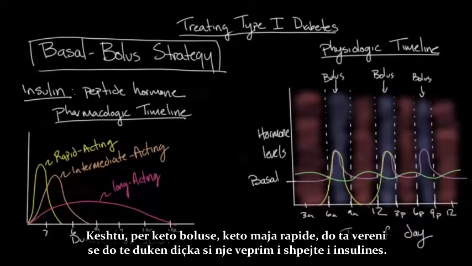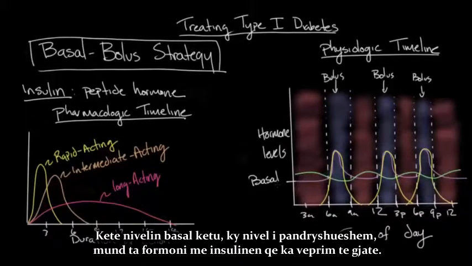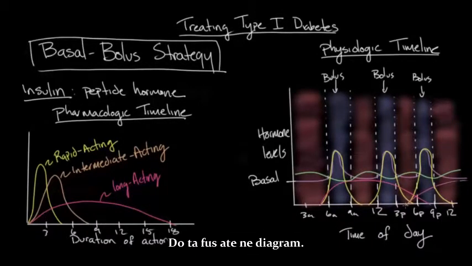So for these boluses, these kind of rapid peaks, you'll notice that they look somewhat like the rapid-acting insulin here. So let's put that on there. And then this basal level here, this constant level, you can create with a long-acting insulin. So we'll put that on the graph.